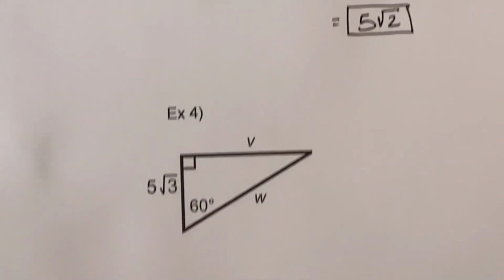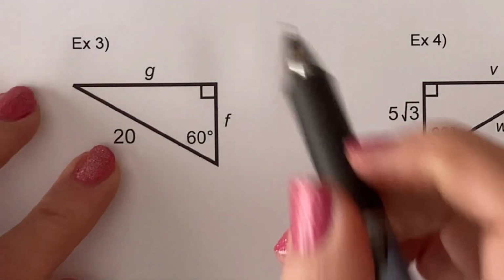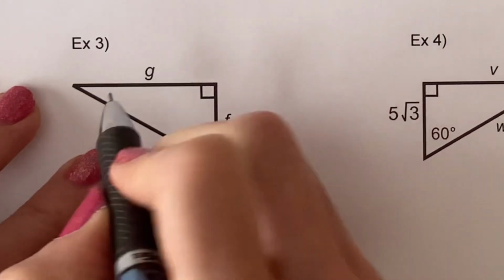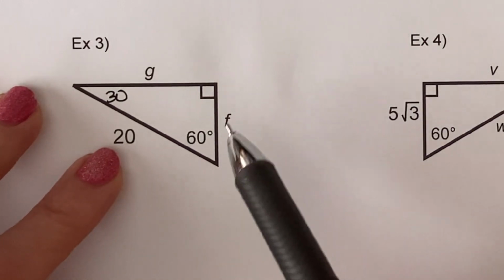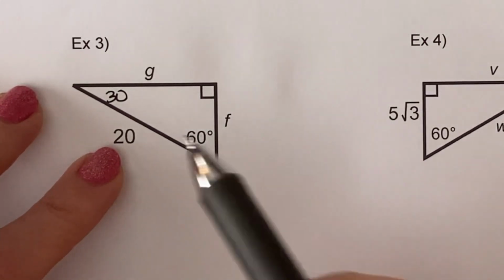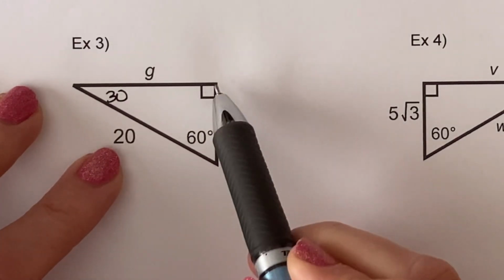Let's do some 30, 60, 90s. Okay, let's see, I need to figure out F and G. Well, if this is 60, this has to be 30. And I know that there's a 1, 2, square root of 3. And if you can memorize it, you can know that the hypotenuse is 2, and you're going to half it to get the small leg.